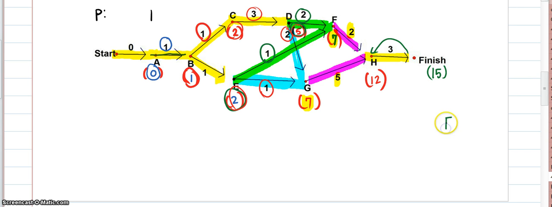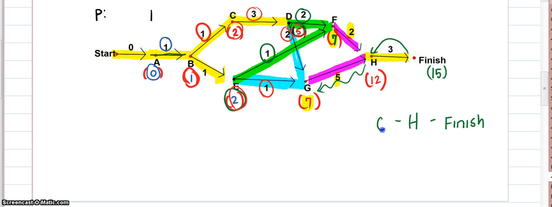So I know from finish, the job that I did right before that was H. Now from H, I either went to F or I went backwards to G. So I'm just going to undo my math. So is 12 minus 2 7? Nope, so it wasn't F. 12 minus 5 is 7. So I must have gone this way then.